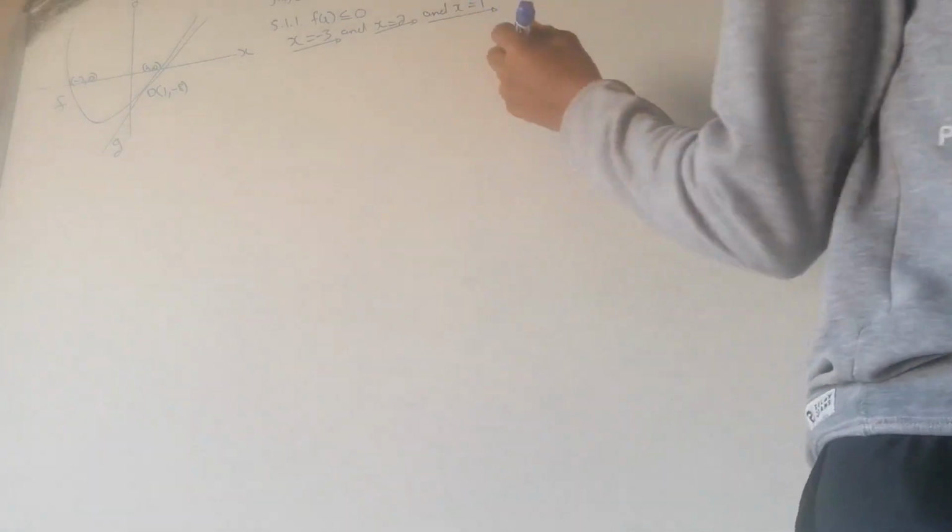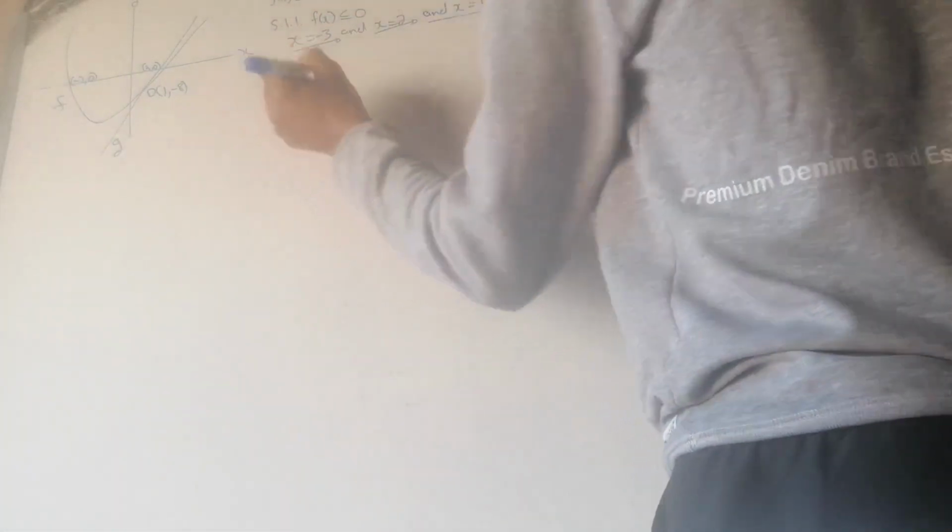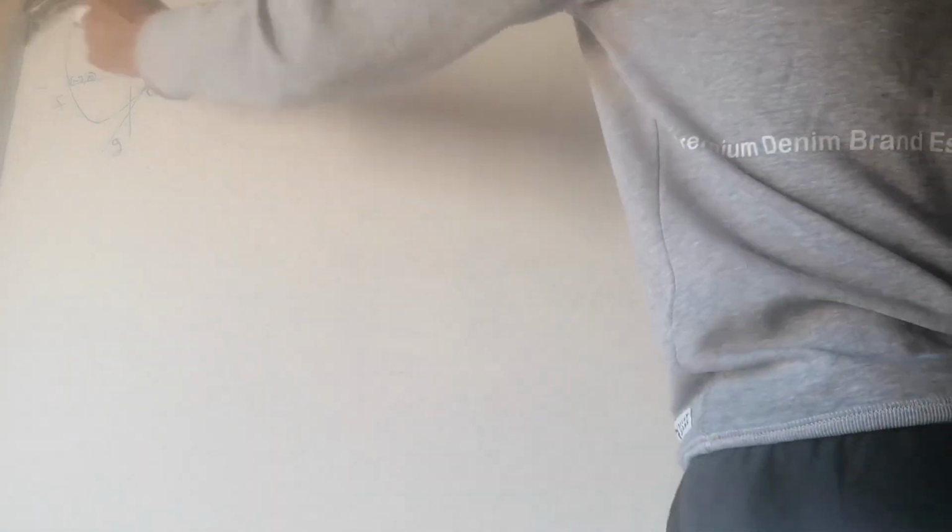Okay, let's go to 5.1.2. Determine the values of a, b, and c. Find the values of a, b, and c. Can I read the x-intercepts? I'm given the x-intercepts and the y-intercept. So what am I going to do there?